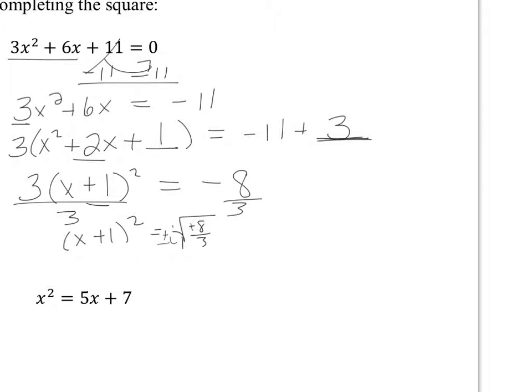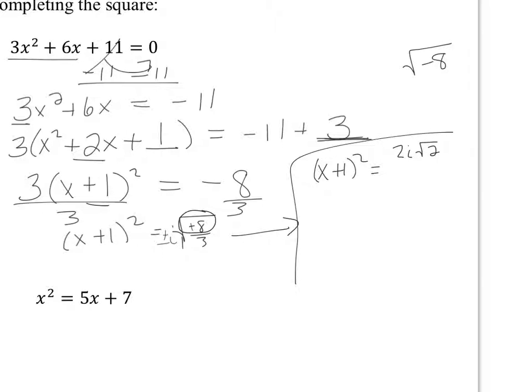I just need more room, sorry, so I'm going to go over here. So x plus 1 squared equals, now I'm going to reduce this 8 thingy here. So that is 2i radical 2, because the square root of negative 8 is i times the square root of 4 and 2, and the square root of 4 is 2, so that's 2i radical 2. And divided by radical 3. It looks ugly, but that's just the way it is, and that's plus or minus.